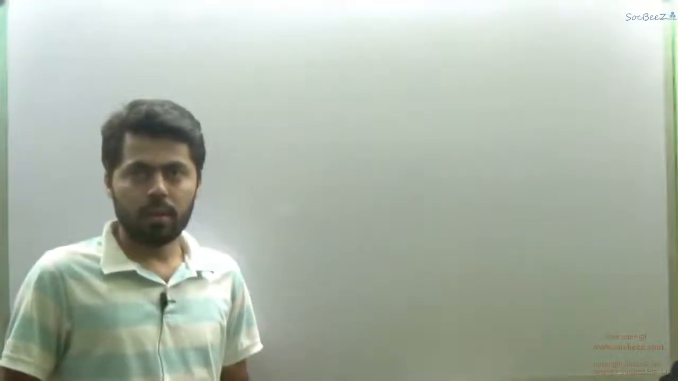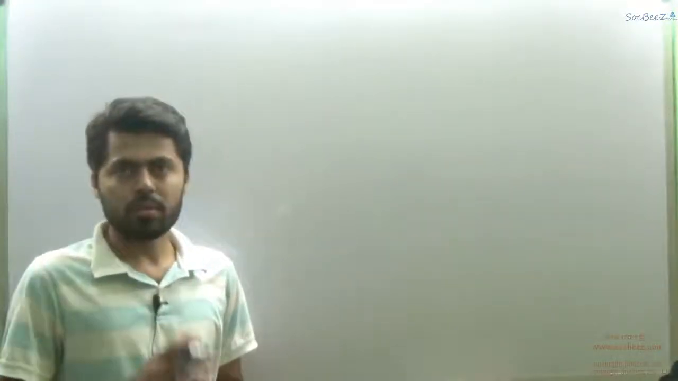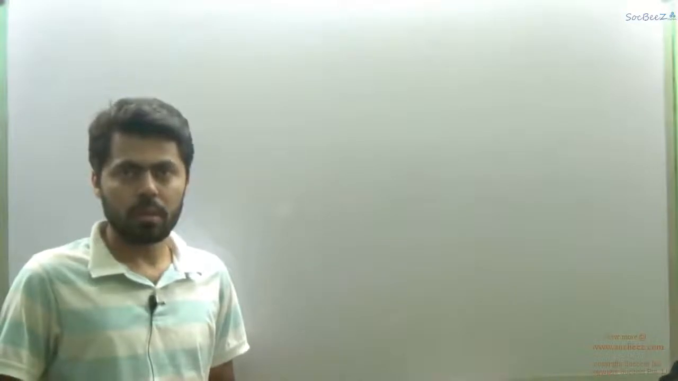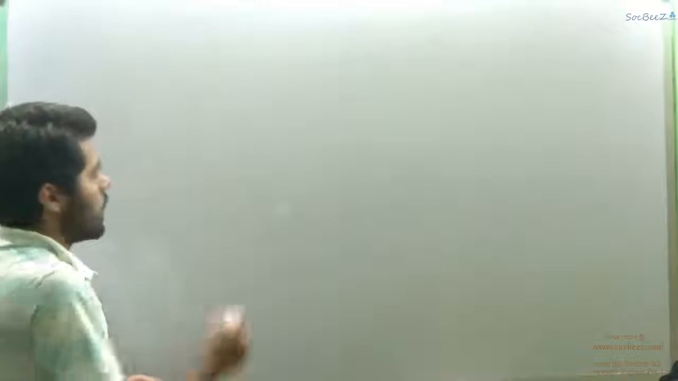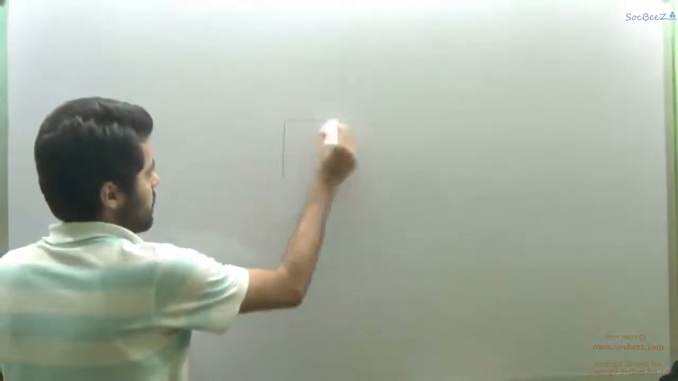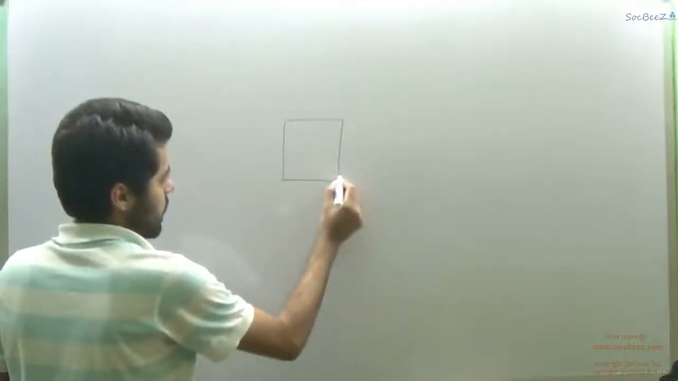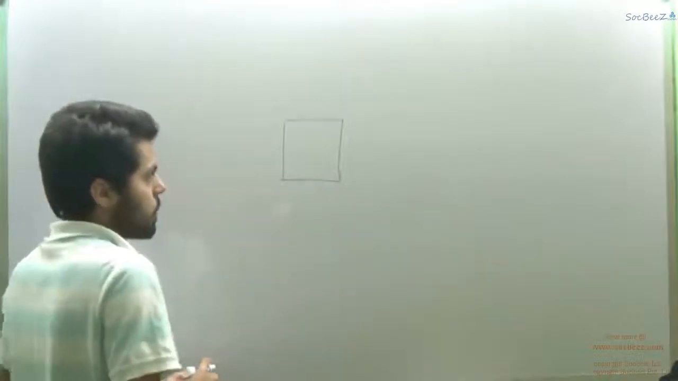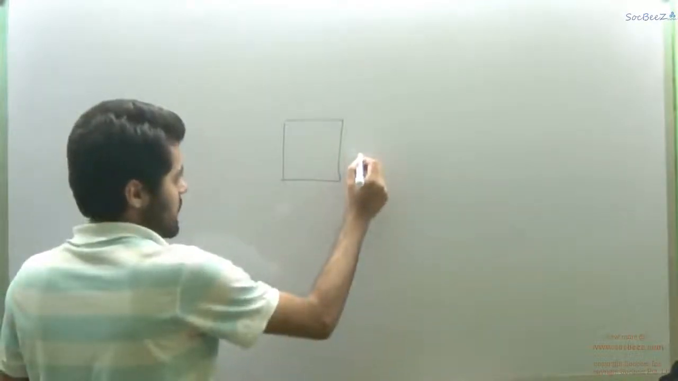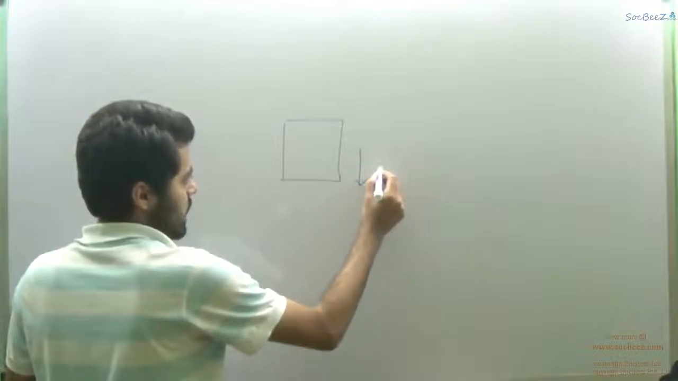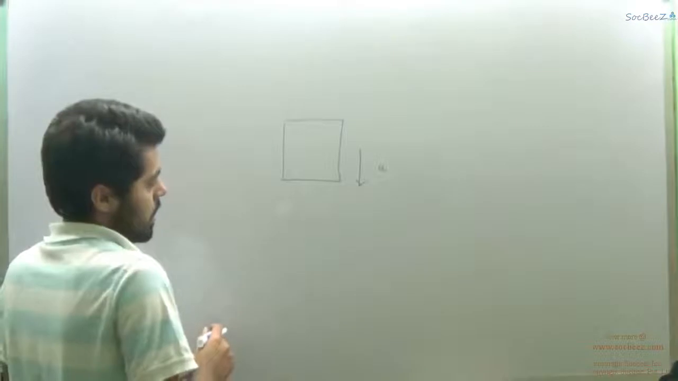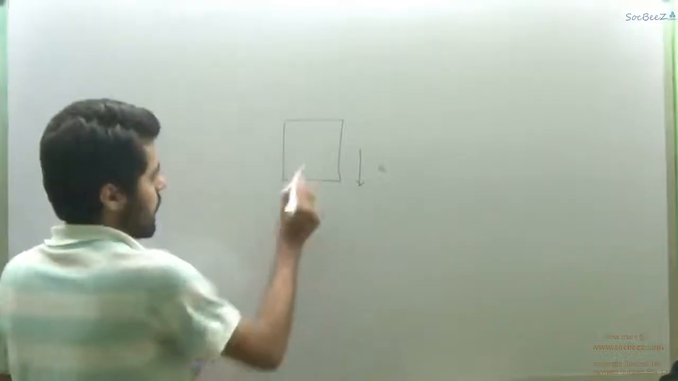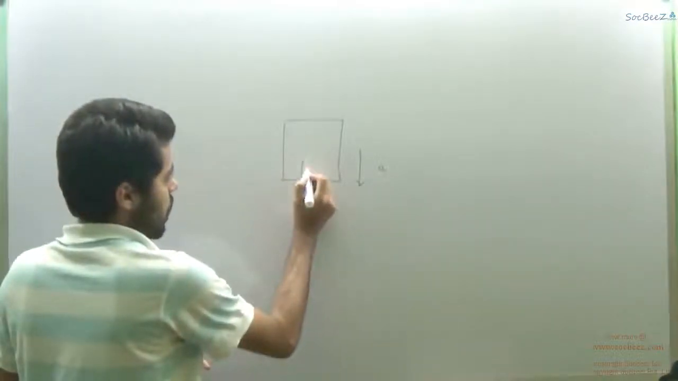Hello friends, so today we will just solve a few basic problems and eventually lead to some tricky problems. So this is a very simple problem of Newton's law. A lift is given which is accelerating at acceleration of a and it's coming down. Inside the lift there is a block of mass m.